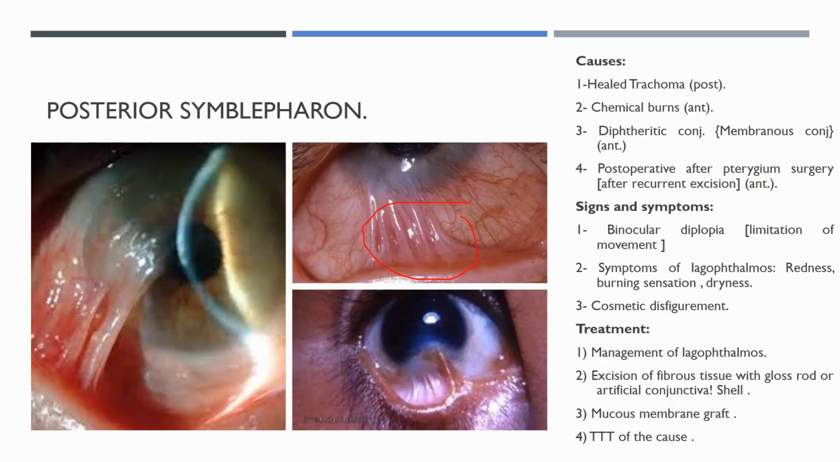Treatment: first you should manage the lagophthalmos. We can excise the fibrous tissue with a glass rod or an artificial conjunctival shell. We can use mucous membrane or amniotic membrane graft, and also we should not forget the treatment of the cause.